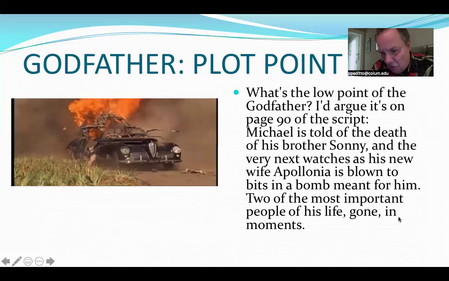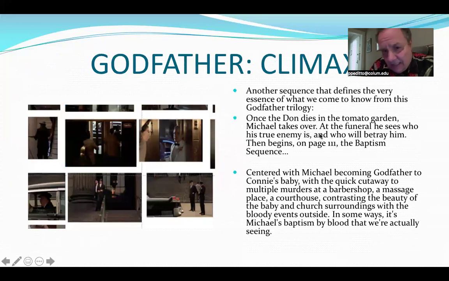Anyhow, plot point two, the low point, is where James Caan, Sonny, gets killed on the causeway, and then minutes later, his new Italian wife gets killed in the bomb meant for him. That happens back to back, pretty late. That is plot point two, the low point for the protagonist. And then the climax is the famous baptism sequence where he's going to kill all 4 or 5 of his enemies, I forget how many, while he's being a godfather in church.